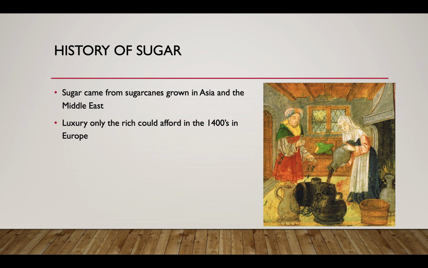So now we know the biology and the chemistry of glucose. We can now learn about the history of sugar. So long ago, sugar was made from sugar canes only grown in Asia and the Middle East. And sugar was a luxury only the rich people could afford many, many years ago in Europe. So in this picture, two people are making wine in medieval times. They would have put some sugar in the wine to make it taste sweet.